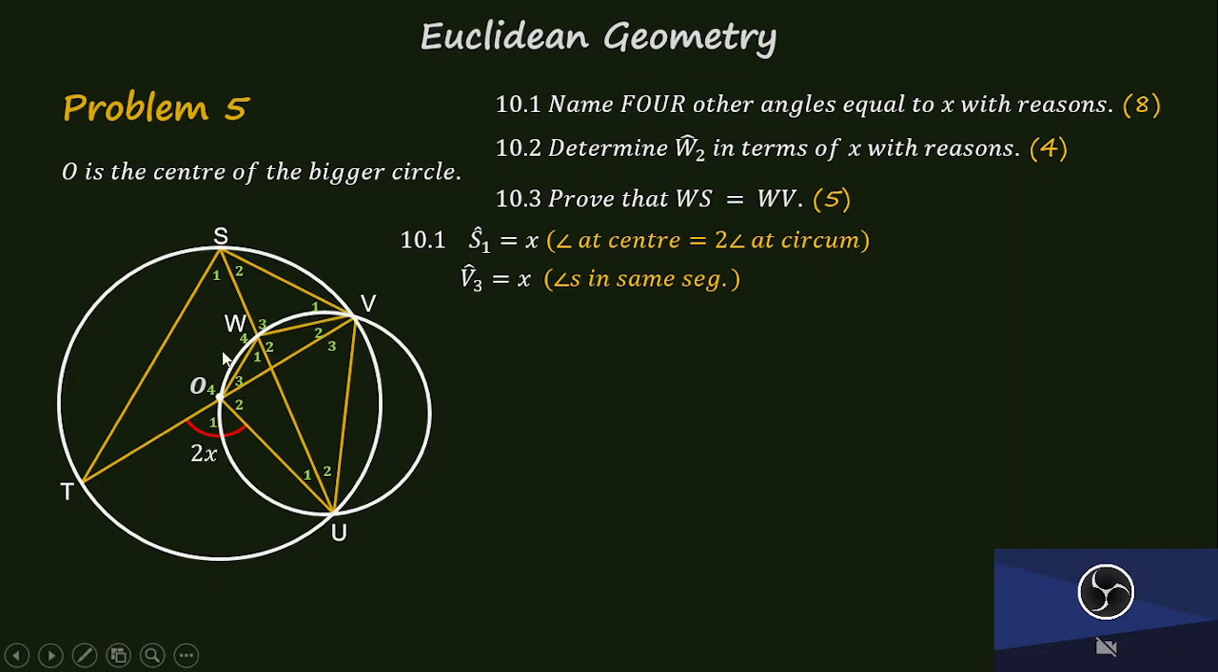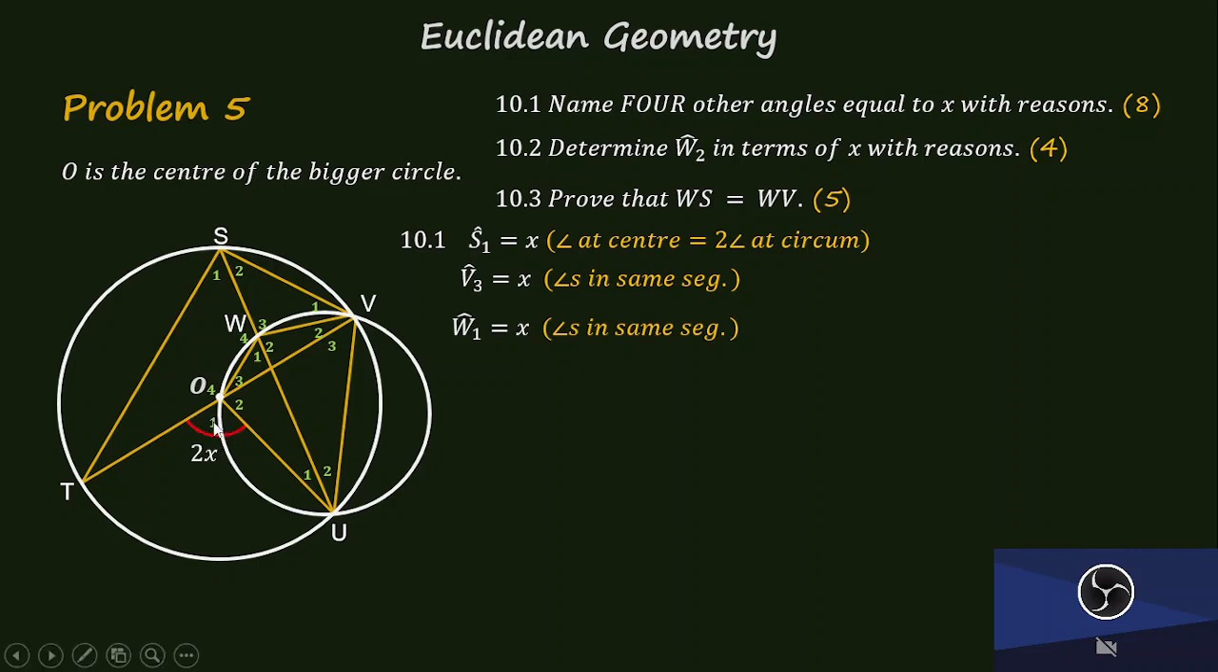Now, let's look into the smaller circle. We have this butterfly as well. Do you see it? All the vertices touch the circle. V3 is x, therefore W1 will also be x. Angles in the same segment.